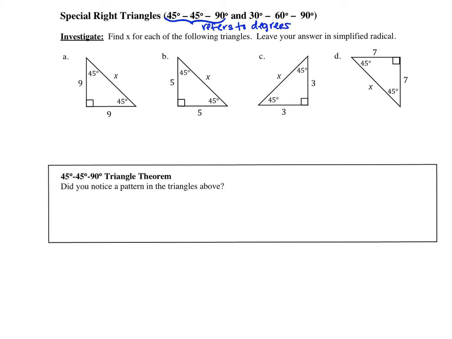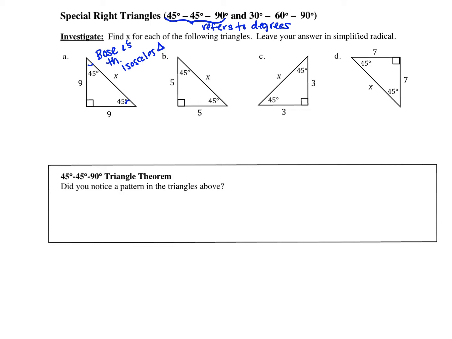So we're going to find x for each of the following triangles. We're going to leave our answer as a simplified radical. So let's look at letter A. We have a 90-degree angle, and then we have two 45-degree angles. So this is an isosceles triangle. Notice your base angles right here are the same, so the base angles theorem will support that it's an isosceles triangle. That's just bringing back some review from two chapters ago.